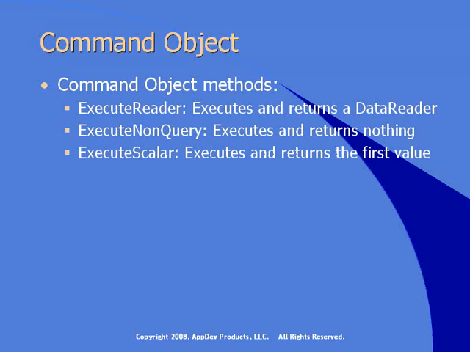ExecuteScalar executes a query and returns the first value in the first row of the reader that would have been returned. So it doesn't actually take the effort to return a bunch of rows back, even a whole row back. It just returns the first column in the first row it would have returned if it was returning multiple rows of data. So it lets you get at a single piece of data in an efficient manner.